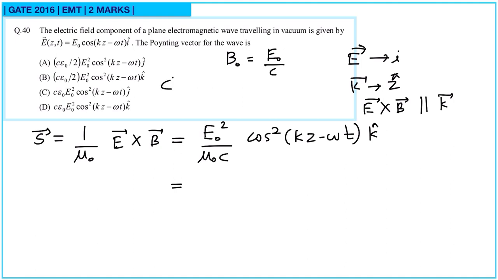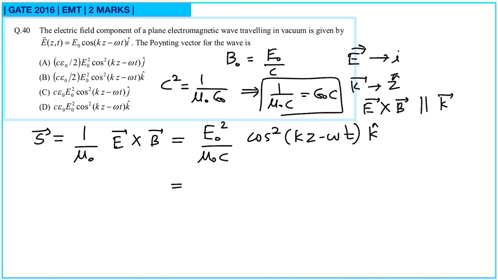Now we know C square is equal to 1 upon mu naught epsilon naught. So from here we can see 1 upon mu naught C is equal to epsilon naught into C. So we will use this here. So this will be epsilon naught C into cos square of kz minus omega t into E naught square as well, K cap. So here option D is correct.